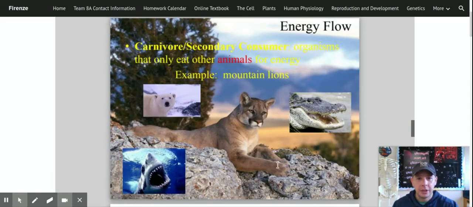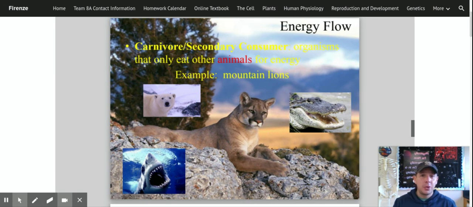Okay, we see a shark here, alligator, lions, polar bear, mountain lion. These are animals that only eat meat. Okay, that's all they eat. They're hunters. They're going to actually eat herbivores. Okay, the secondary consumers will actually eat primary consumers.